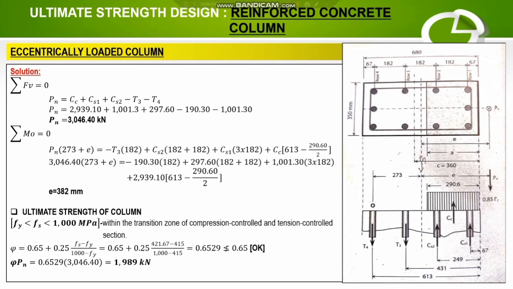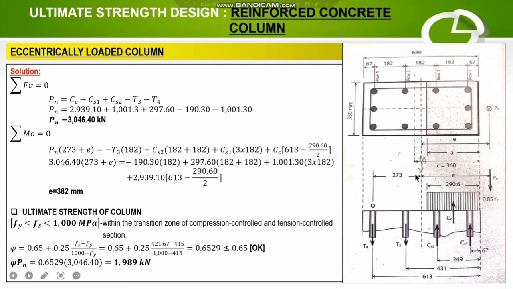So Pn is equal to, just substitute the values of all these forces. Pn is equal to 2939.10 plus 1001.3 plus 297.60 minus 190.30 minus 1001.30. Therefore, our nominal axial load of our column, Pn, is equal to 3046.40 kilonewtons.